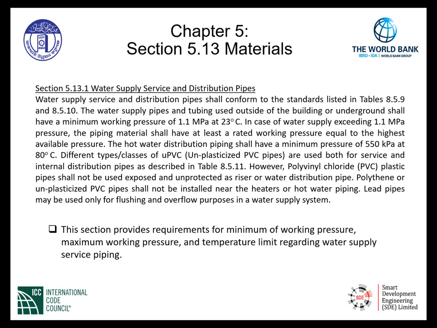This is a very large section here, and it gives us plenty of requirements regarding water supply pipes and tubing, minimum working pressures, as well as the hot water distribution piping once we get into the building, giving us the minimum pressure of that hot water distribution piping, as well as different classes of piping and tubing as well. So again, this section provides the requirements for minimum working pressure, maximum working pressure, and temperature limit regarding water supply service piping.